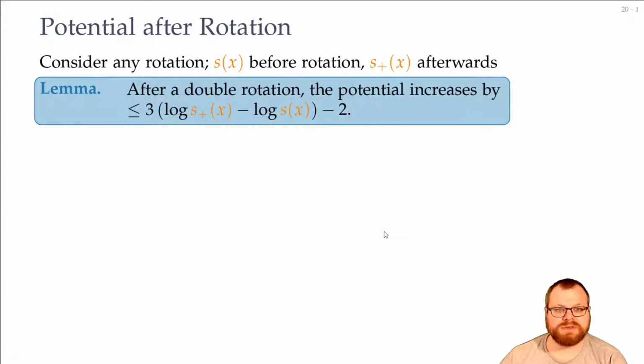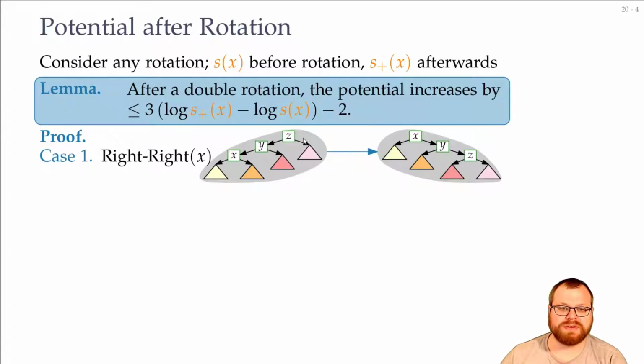There are 4 types of double rotations. 2 of them are symmetric. So we will start with the right-right rotation. So we have the following rotation. The x is here. Then we have the path to parents y and z. And we want to go here.